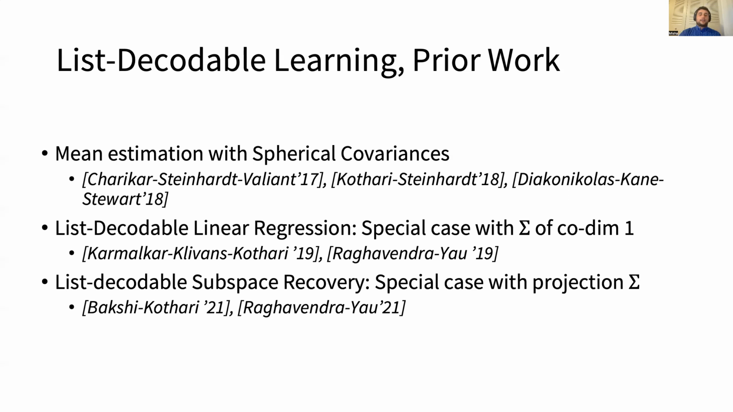And finally, there is list decodable subspace recovery, which says that sigma is a projection matrix. And this was done by Bakshi and Kothari and Raghavendra and Yau in 2021. So one thing to notice here is that our result is really kind of the holy grail because we subsume all of these results by creating estimation for general covariances.